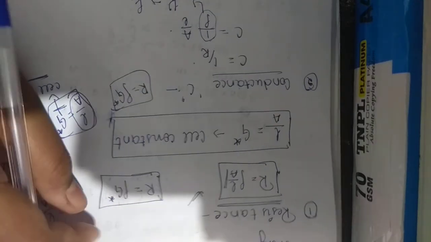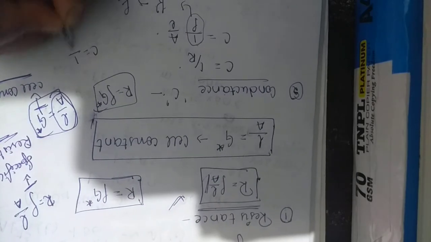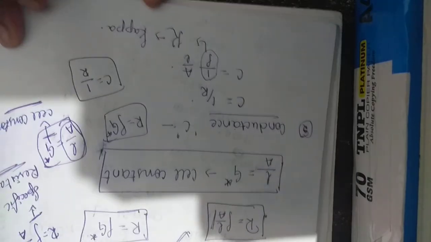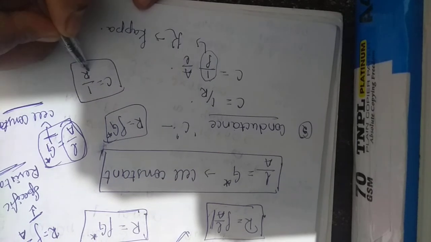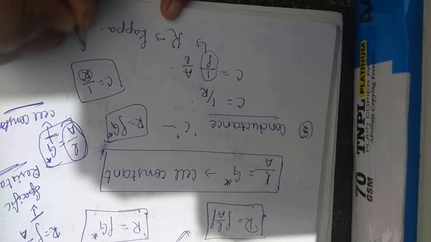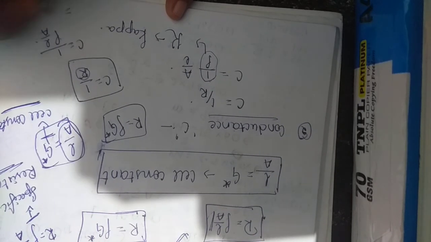Yeah. Now let's come to conductance. See, resistance we have as rho L by A. Conductance is just the opposite of resistance, I mean just the reciprocal of the resistance, right? So let's write the formula of resistance here. C is equal to 1 by rho L by A. Now when this goes up, it will become I.